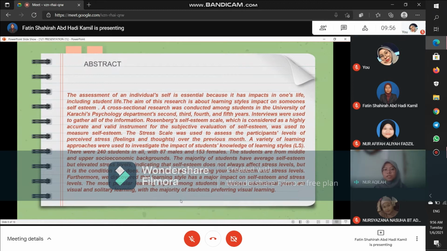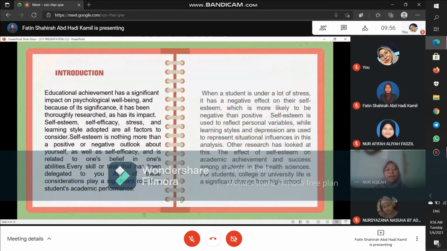So for the introduction, educational achievement has a significant impact on psychological well-being, and because of its significance, it has been thoroughly researched, as has its impact. Self-esteem, self-efficacy, stress, and the learning style adopted are all factors to consider. Self-esteem is nothing more than a positive or negative outlook about yourself, and self-efficacy is related to one's belief in one's abilities.